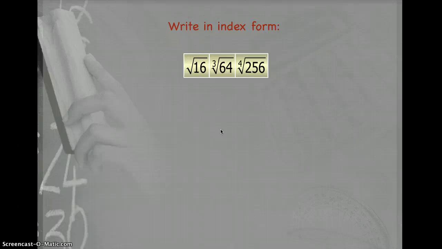Let's write these numbers first into index form. Remember that index is the same as exponent, so we're going to rewrite this in exponential form. So square root of 16 is 16 raised to 1/2. Again, you may pause the video and answer the questions and then play it again to check your answers.